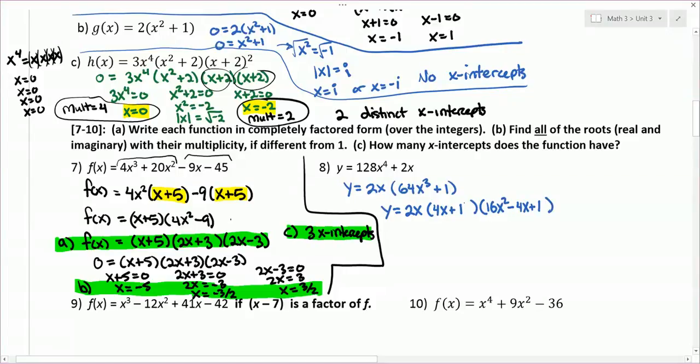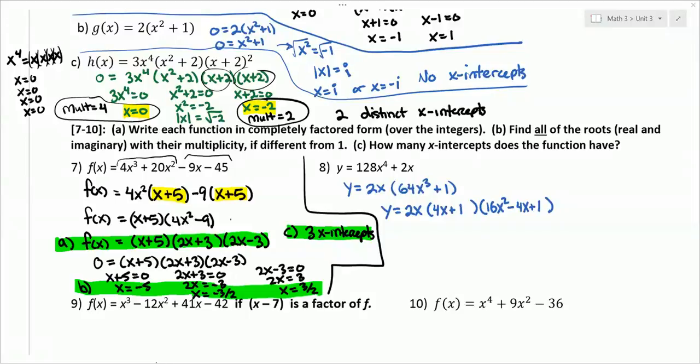You check 4x times 16x squared, 4x times negative 4x, 4x times 1, and then 1 times 16x squared, 1 times negative 4x, and 1 times 1. Let's simplify that, and it should all simplify to what you started with.